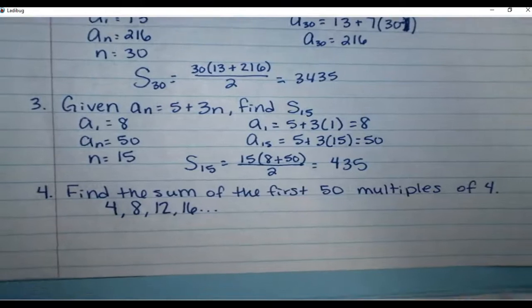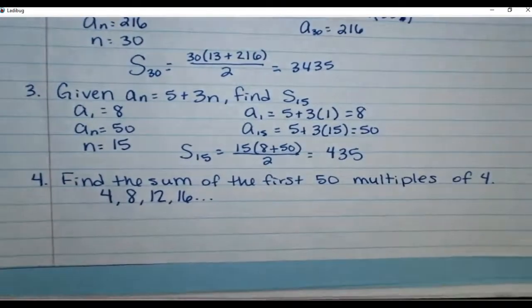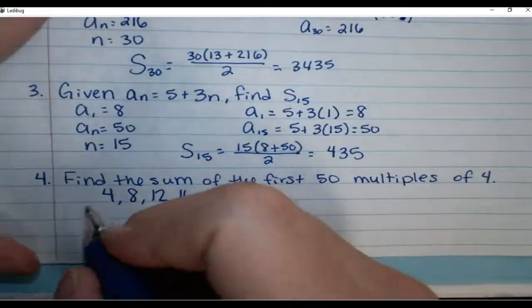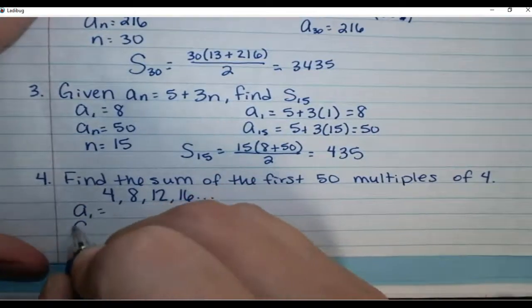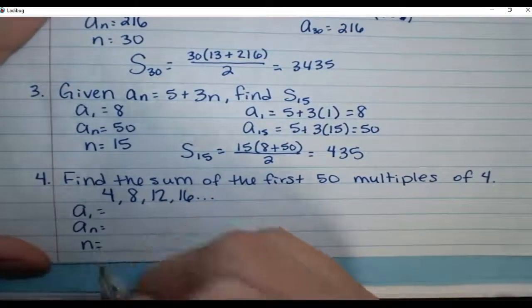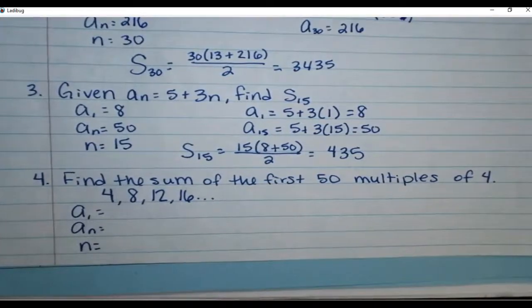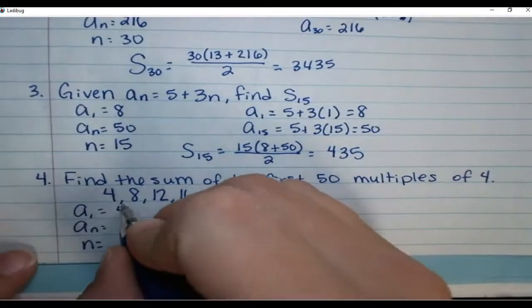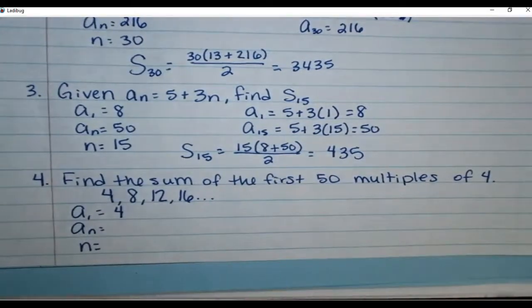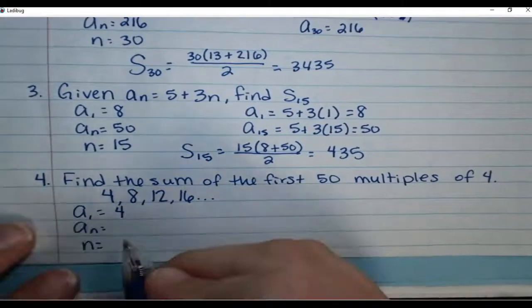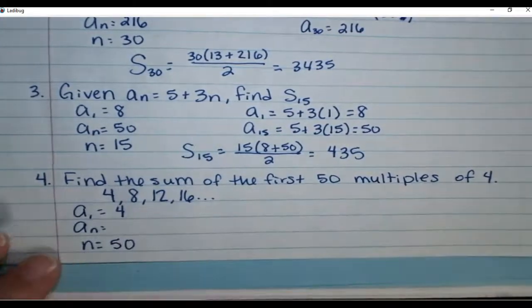So those are your multiples. Good. So we want the first 50. Now, could I list out the first 50 and then add them all together? Sure, but do I want to do that? So we can find our 3 things and just use our formula. So what's our a1? Good. We don't know the 50th term, but we do know that we want the sum of the first 50, so that's our n.